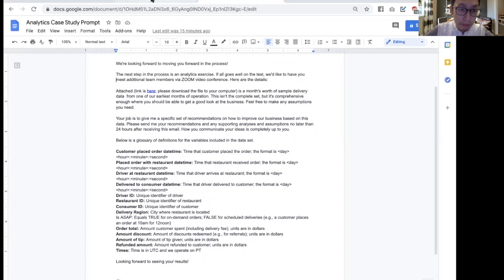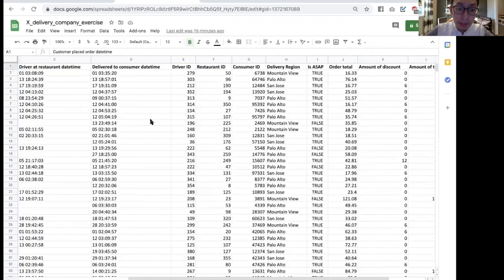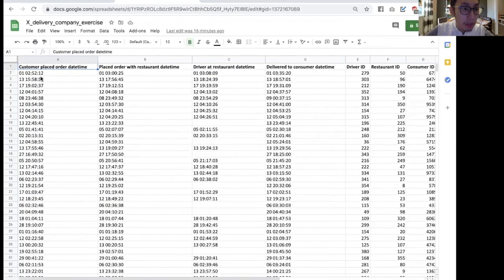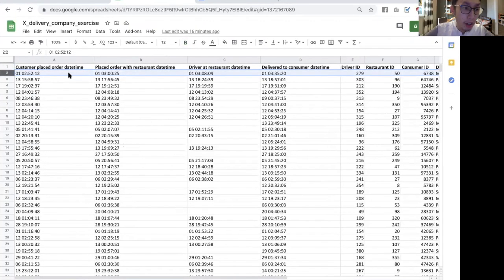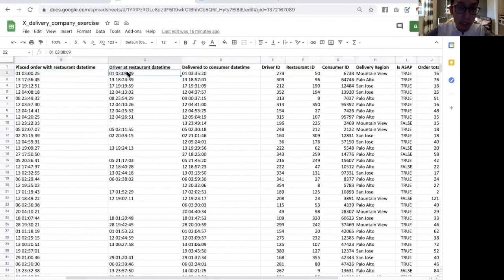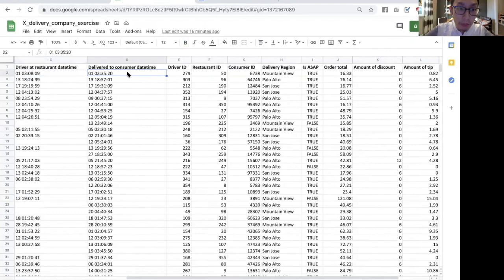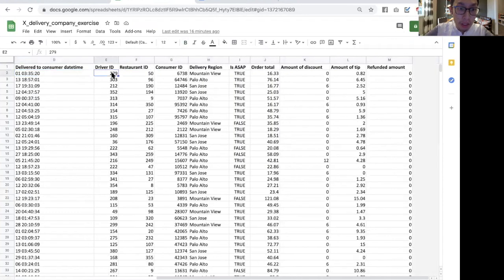So we could look into the data set points here. Some of this would be pretty useful. You could see how the data set looks like. Customer placed order date time, placed order with restaurant time, driver at restaurant date time, time delivered to customer date time, and then you have the unique driver IDs, restaurant IDs, customer IDs, and such. Order total, amount of discount, amount of tip, refund amount.